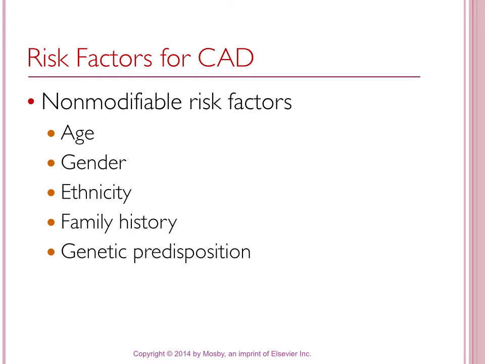Now the risk factors for CAD are non-modifiable risk factors: age, gender, ethnicity, family history, genetic predisposition. Family history is a risk factor for CAD and MI both, and most times patients with angina or MI can name a parent or sibling who has died of CAD. Ethnicity: African Americans have an earlier onset and more severe CAD than their counterparts. So African Americans have more CAD than the other races.